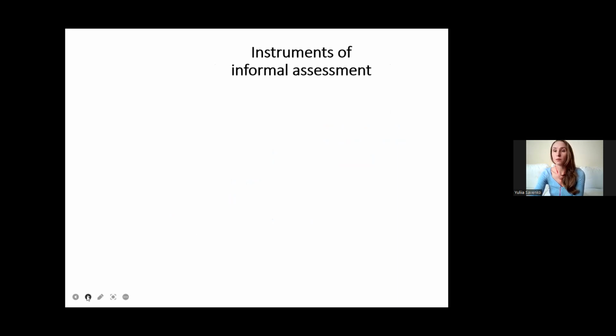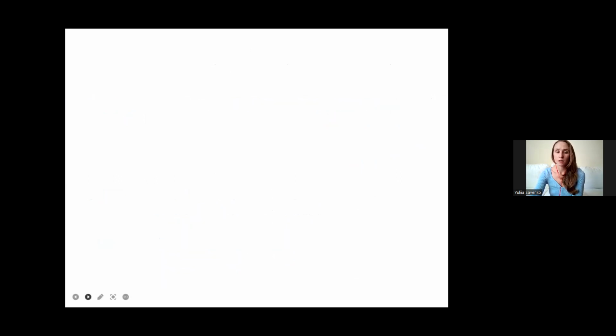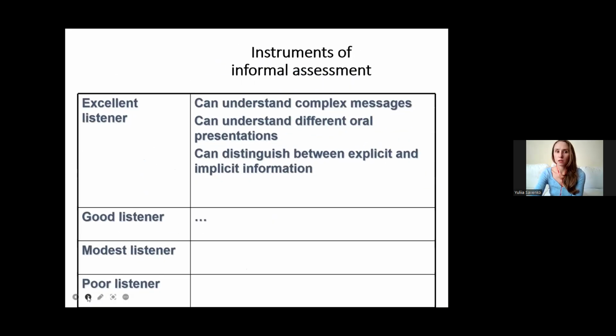For example, there are the following instruments of informal assessment: behavior in the classroom. So you can have such a chart where you can write some notes and assess their behavior. Or instruments for formal assessment of their skills. Writing skills, for example, in this case, or listening skills in this case.